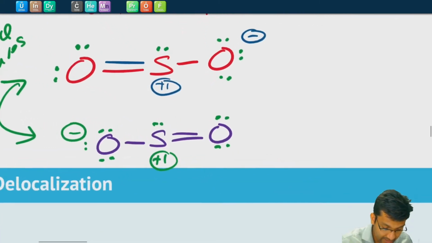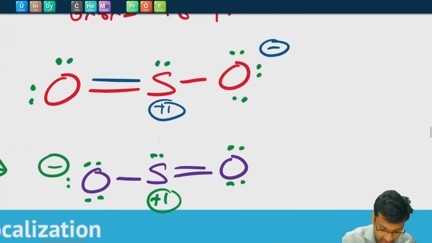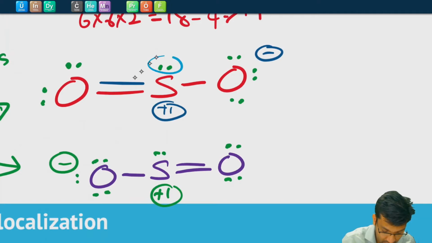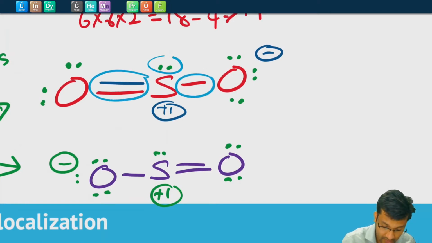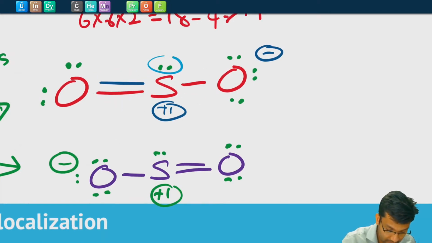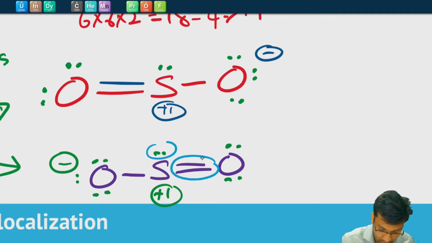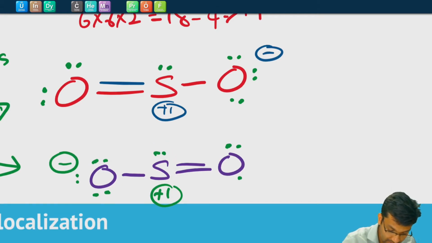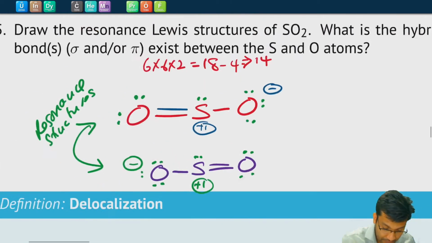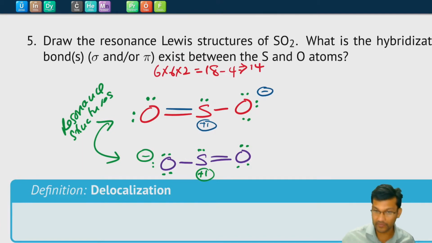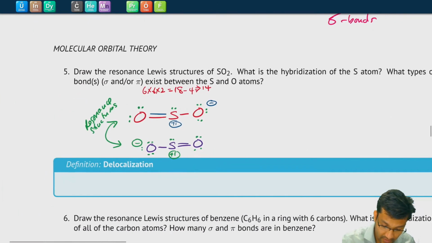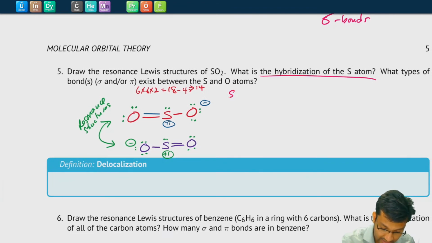Okay, what about the hybridization? Well, how many electron groups do we have around the sulfur? 1, 2, 3. And the same for the one on the bottom, right? We have 1, 2, 3. Remember, double bonds count for 1 electron group. Lone pairs also count for an electron group. So we have 3 electron groups around the sulfur atom. So the hybridization of the sulfur atom is sp2 hybridized.